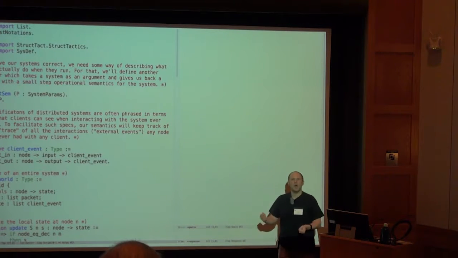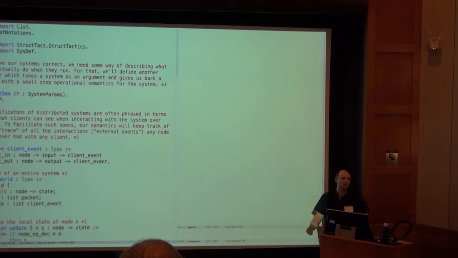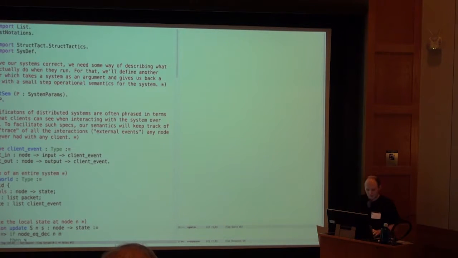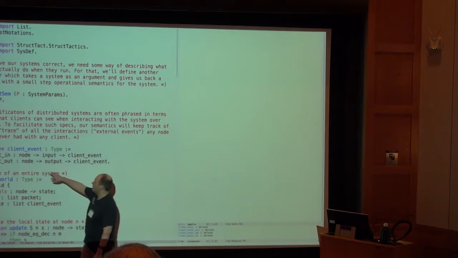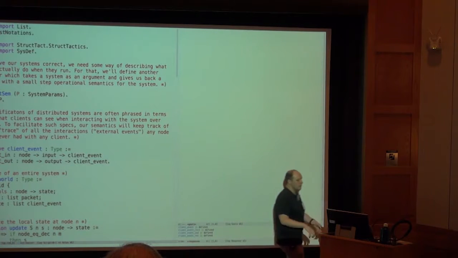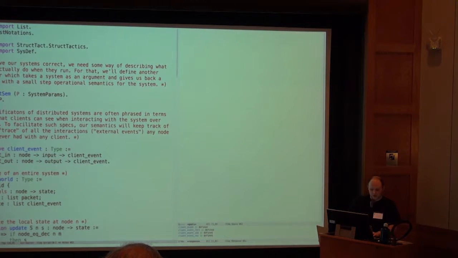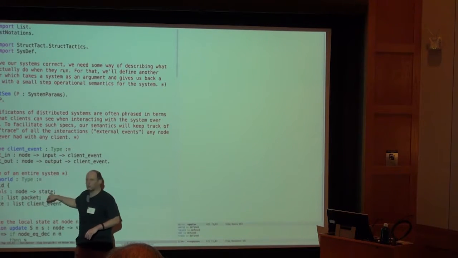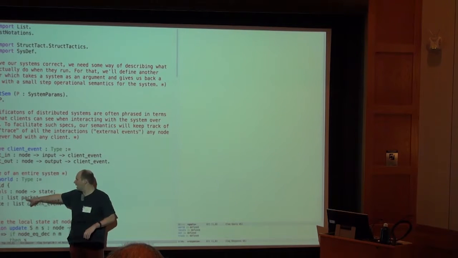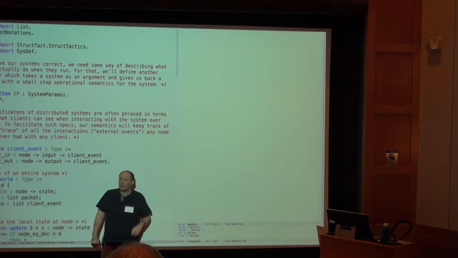Right? In the Verdi system, we want to talk about the experience that the client has when they interact with that server. So first off, we want to define a notion of a client event, which is pretty simple. It's either an input that some node got from a client, or it's an output that some node sent to a client. Right? So there's the two kinds of client events. And now we can define the state of the entire world. And for our purposes, what that includes is some mapping from nodes to their local states, as well as the set of packets that are currently in flight in the network.